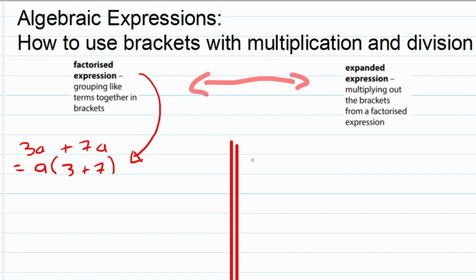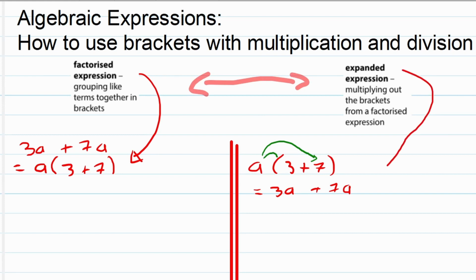Now, expanded terms is if we say, okay, we've got an a, bracket 3 plus 7, and now we multiply this a into the bracket. Because remember, the bracket means multiply. So we multiply it with a 3 plus that a being multiplied with 7. So what we would then have, if we write this down, is 3a plus 7a. Now I know that we can write down 10a, but the purpose of this explanation is not to solve this, it's just to show you the difference between expanded expression and factorized expression.